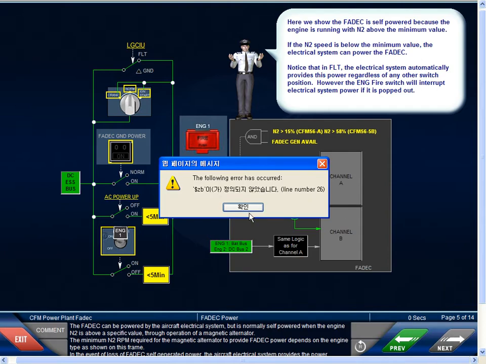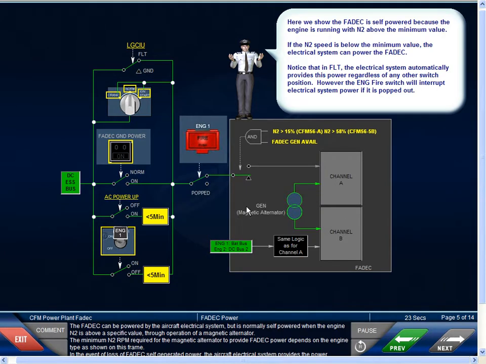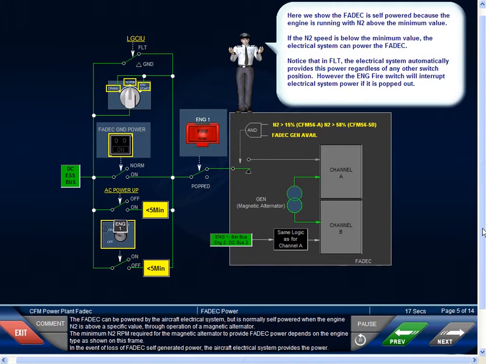The FADEC can be powered by the aircraft electrical system, but is normally self-powered when the engine N2 is above a specific value, through operation of a magnetic alternator. The minimum N2 RPM required for the magnetic alternator to provide FADEC power depends on the engine type as shown on this frame. In the event of loss of FADEC self-generated power, the aircraft electrical system provides the power.